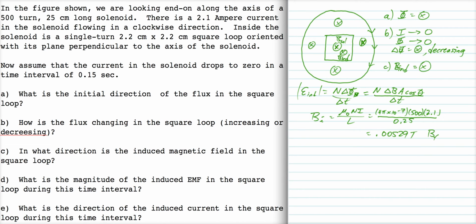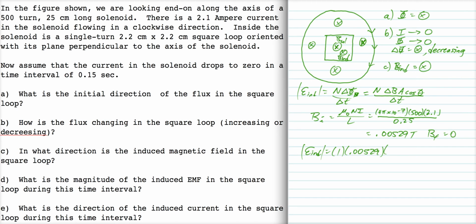The final magnetic field, if the current drops to 0, is 0. So the induced EMF is N. Now this N is the number of turns in the square, which is 1. Okay, and then we do delta B, which is 0.00529. And it's negative technically, but we're just trying to find the magnitude right now anyway, so.